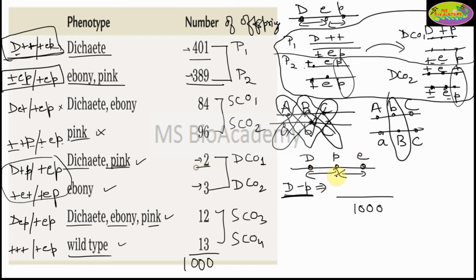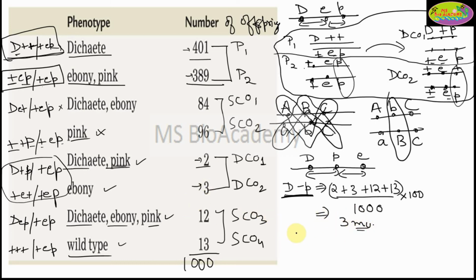Just check the offspring numbers of them. So just write it down: 2 plus 3 plus 12 plus 16, sorry, 13. Just add them and multiply by 100. This will give you the distance between the D and P, and this will come to some 3 mu. Always we measure the distance in terms of the mu unit, so it comes to 3 mu.